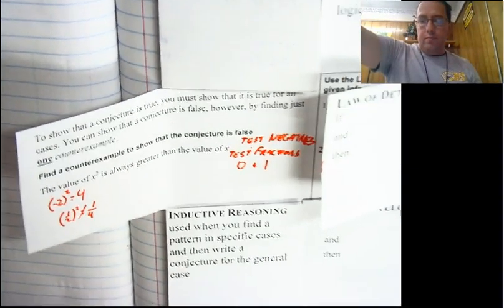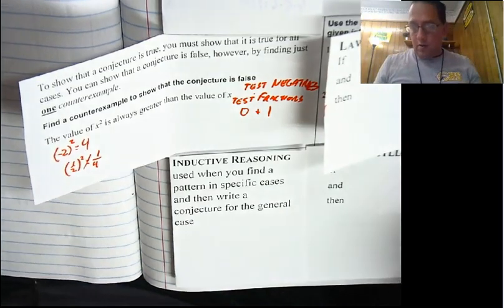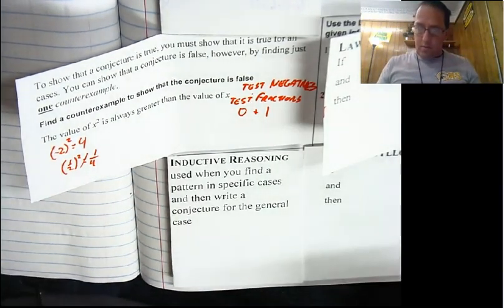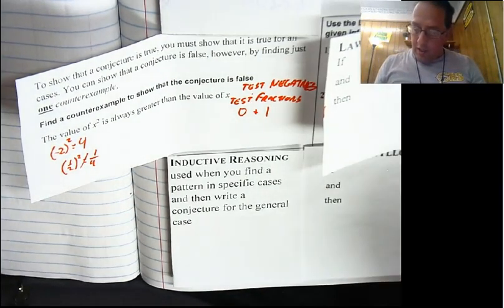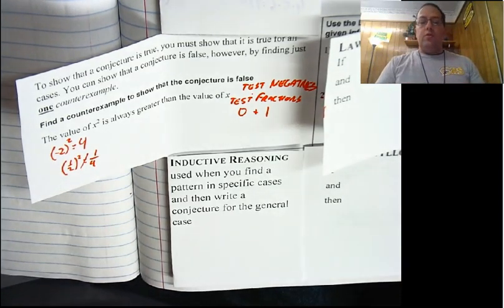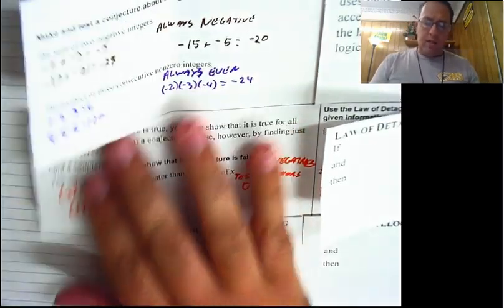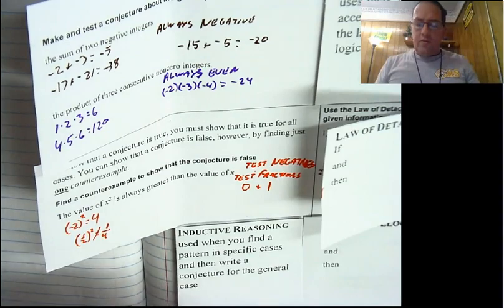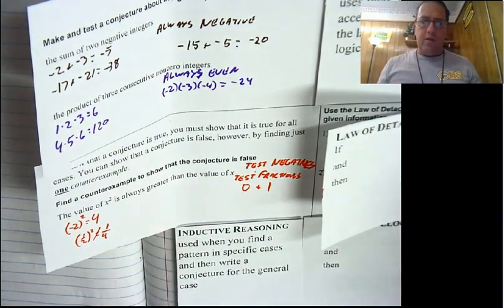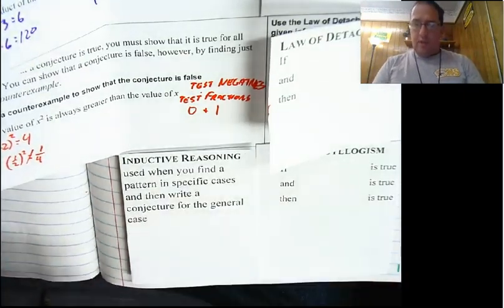So counterexamples, you only need one. One counterexample is enough to prove the entire statement false. Okay, next we have inductive reasoning. Inductive reasoning is what you use to find a pattern in specific cases. We looked at these specific cases up here, and we said, well, it looks like this should be true, and so here's our pattern, here's what we're going to go with. And that is what inductive reasoning is for.